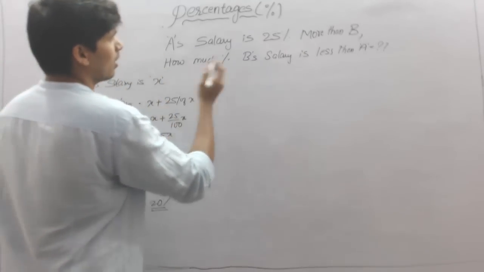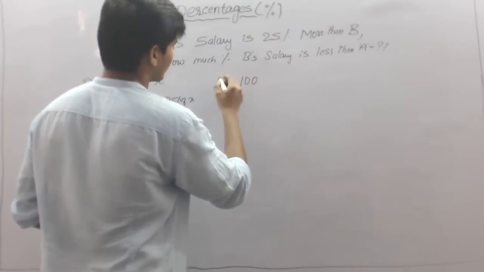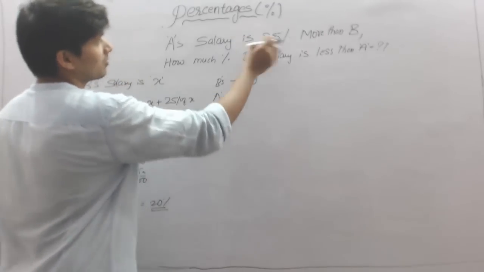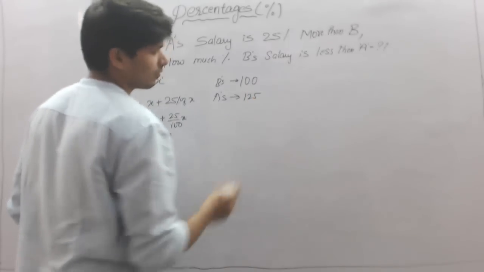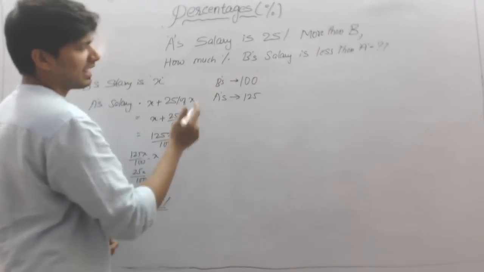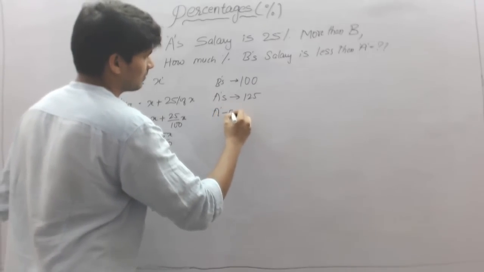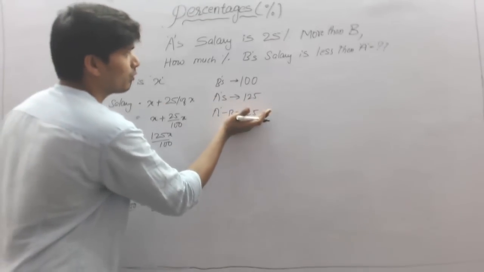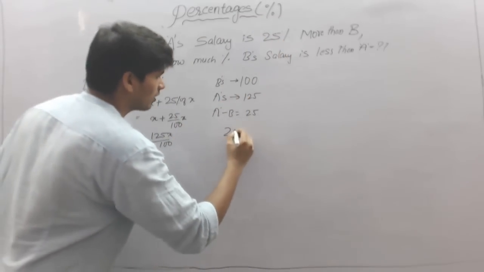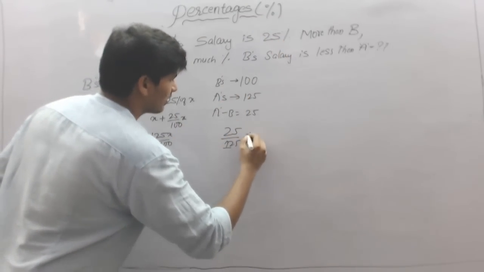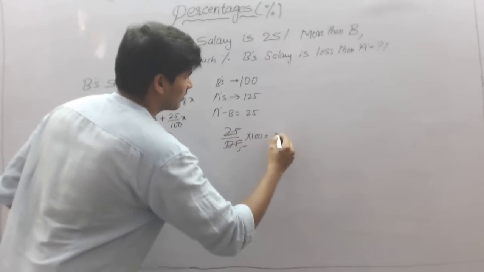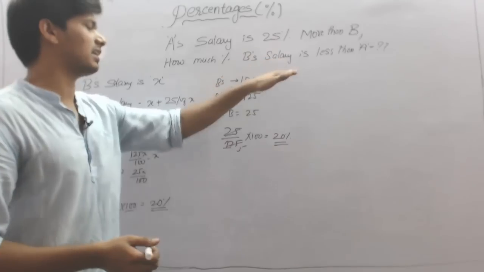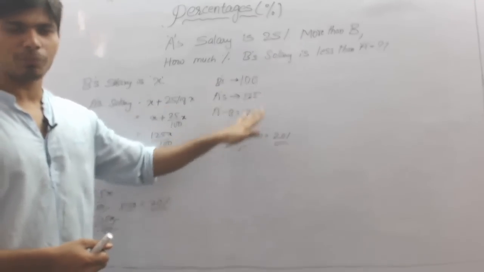This was the conventional method. Now suppose B's salary is 100. What becomes A's salary? 25% more, A's salary is 125. Now what is the difference between A and B? A minus B gives you 25. So A is 25 rupees more than B. Now this 25 rupees is how much less than A? That is what we want. 25 by 125 into 100. 25 fives are 125, so 20%. So if A's salary is 25% more than B, then B's salary is 20% less than A. Very simple. I hope you got clarity.